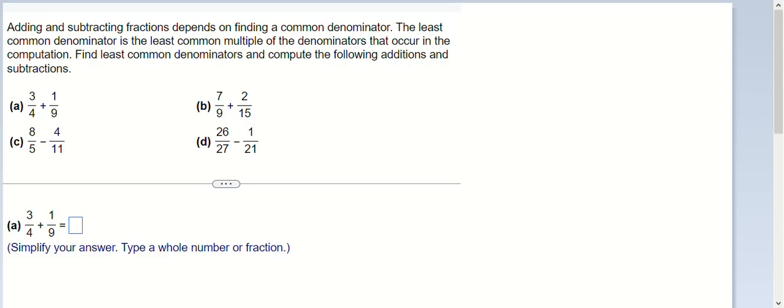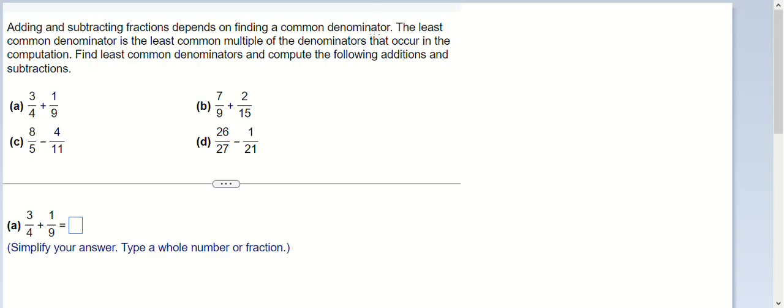It says adding and subtracting fractions depends on finding a common denominator, right? We can't add or subtract fractions if they have different denominators. Here we've got a 4, here we've got a 9. They're different. We can't add them because a 4th and a 9th are very different sizes. So they have to be the same size in order to add or subtract them.